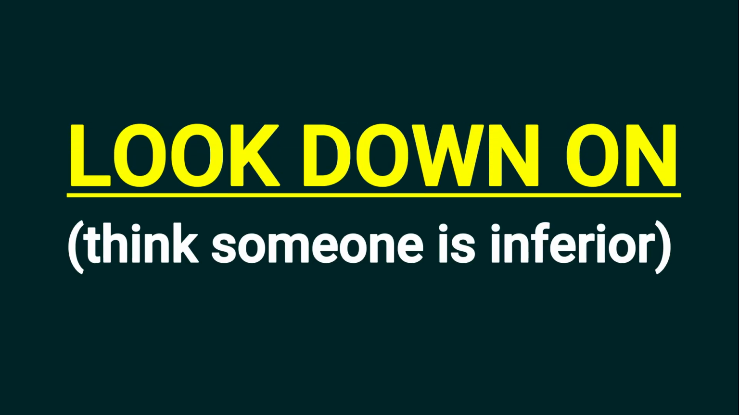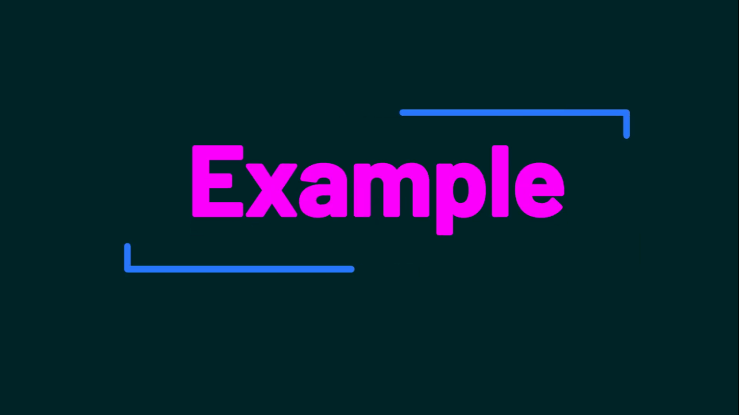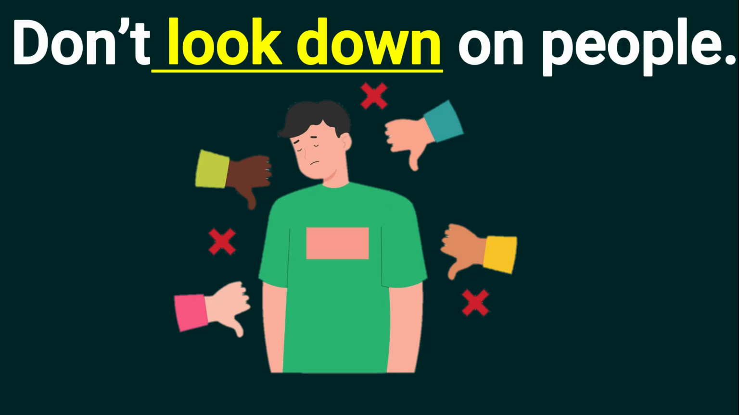Number 5. Look down on means to think someone is inferior. So let's understand by example. Do not look down on people.